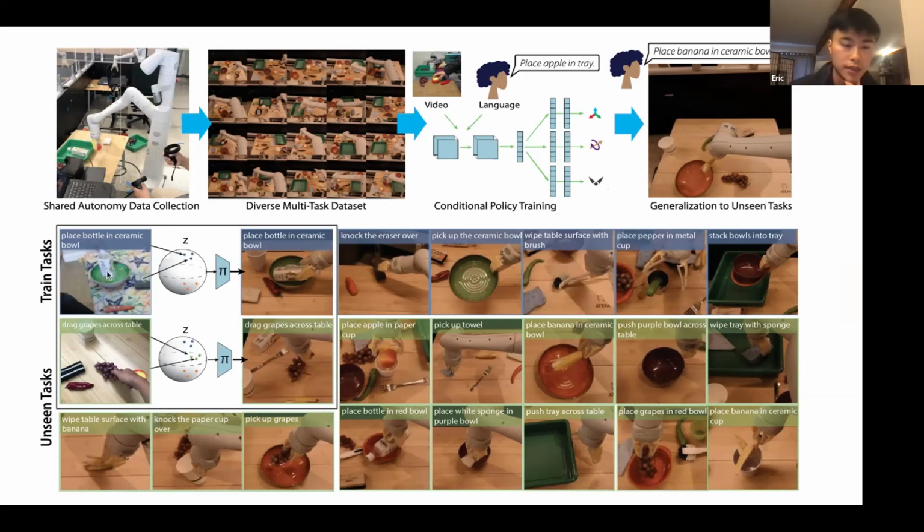So here's a diagram of some of the training tasks in blue and then some of the unseen tasks in green. For example, we trained to place the bottle in the ceramic bowl, and then later we can ask it to place a banana in the ceramic bowl, even though it's actually never done that in the training data.